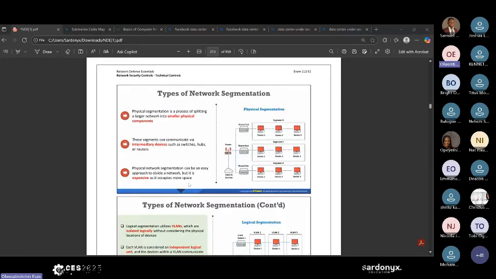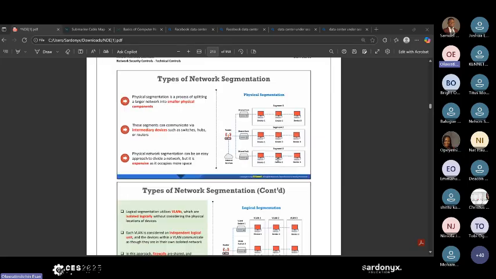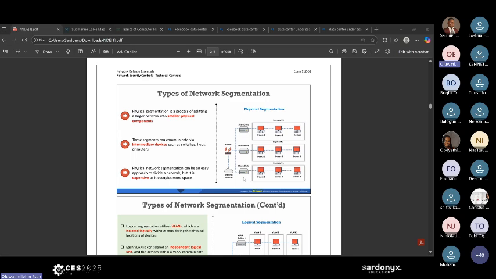So we also have different types of network segmentation. We have physical segmentation and we have logical segmentation. Physical segmentation is the splitting of a larger network into smaller physical components. These segments can communicate via intermediary devices such as switches, hubs, or routers. Physical network segmentation can be an easy approach to divide the network, but it's expensive because it's physical. That means I'm having a switch for each department and so on. So it's actually very expensive. I have to buy a lot of intermediary devices, and it takes a lot of space.